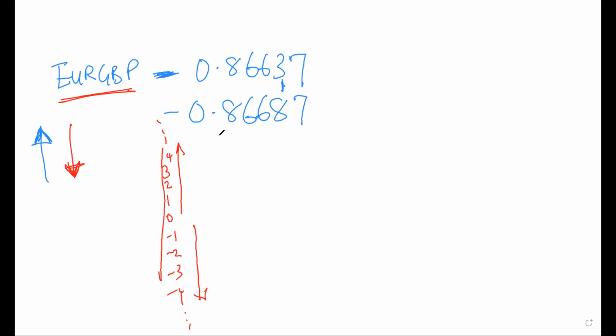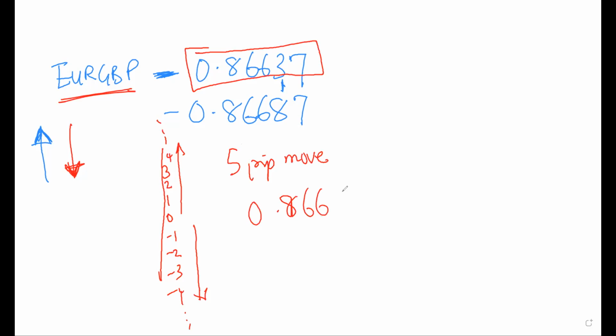If it is doing a 5-pip move to the downside, what will be the new value? A 5-pip move to the downside. Remember, this is the actual price, 0.86637 is the actual price. And it has done a 5-pip move to the downside. What will be the new value?